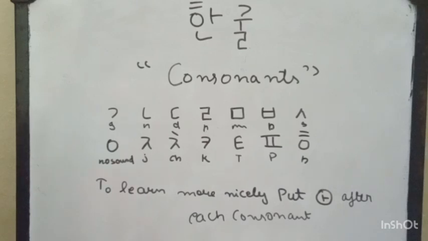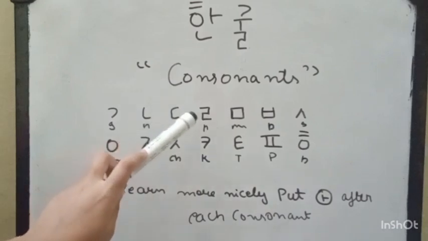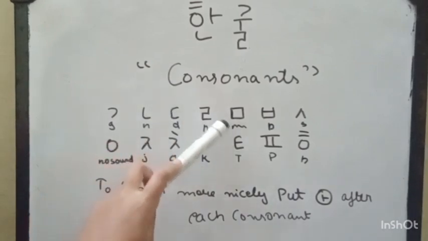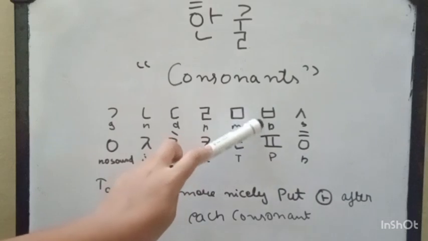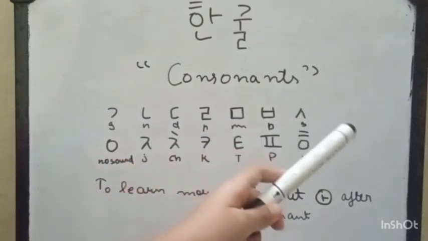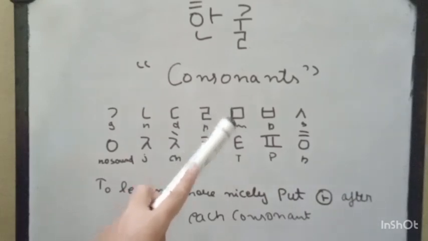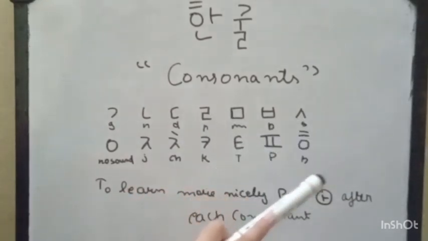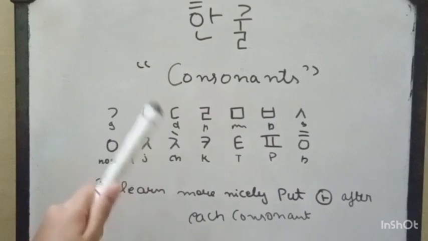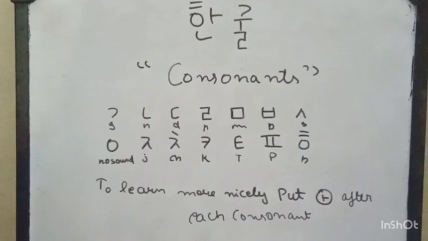So, let's go. First of all, it is g, n, d, r, m, b, s. Let us revise this first line one more time. G, n, d, r, m, b, s. So, let us move to the second line.